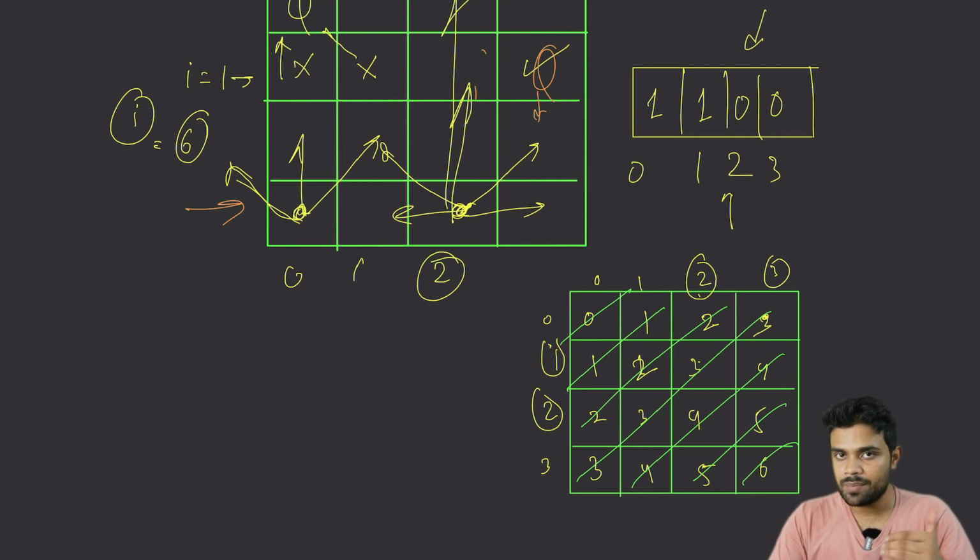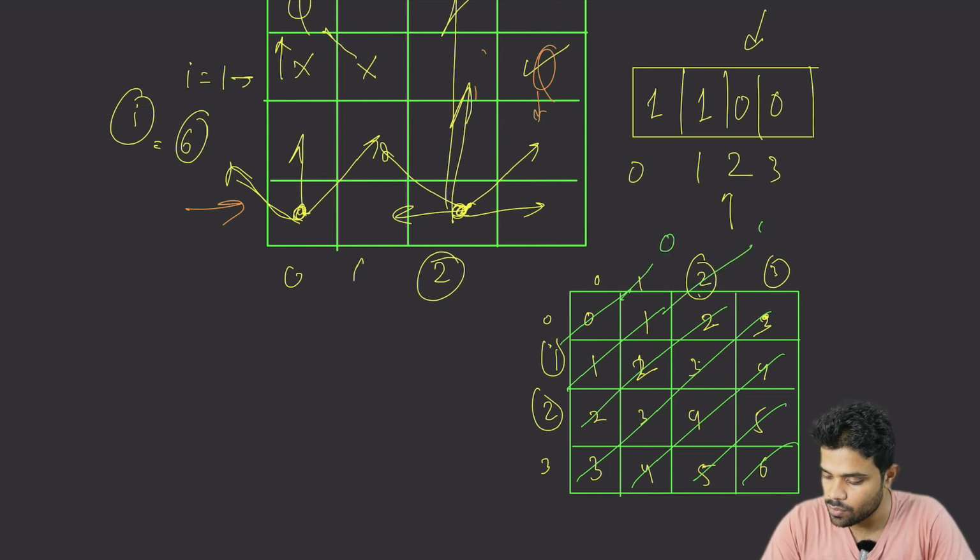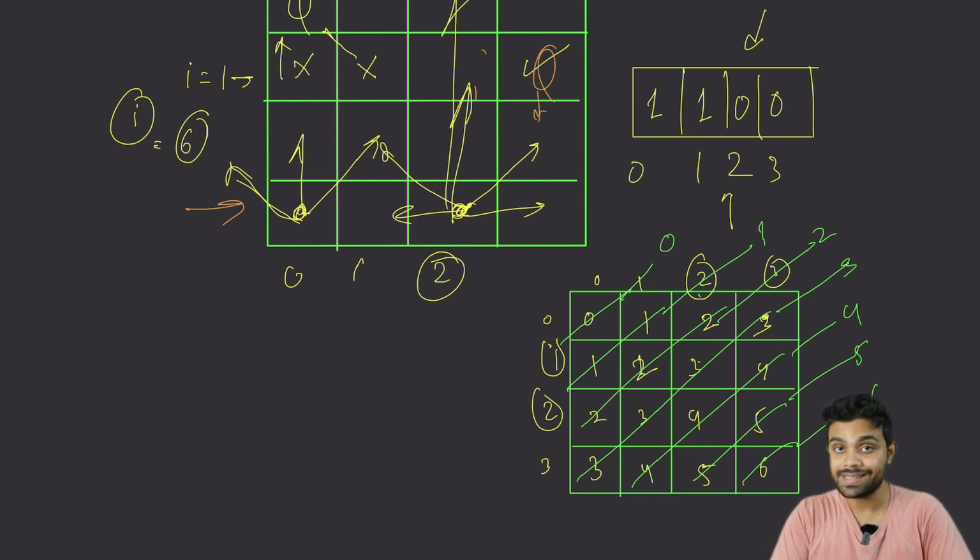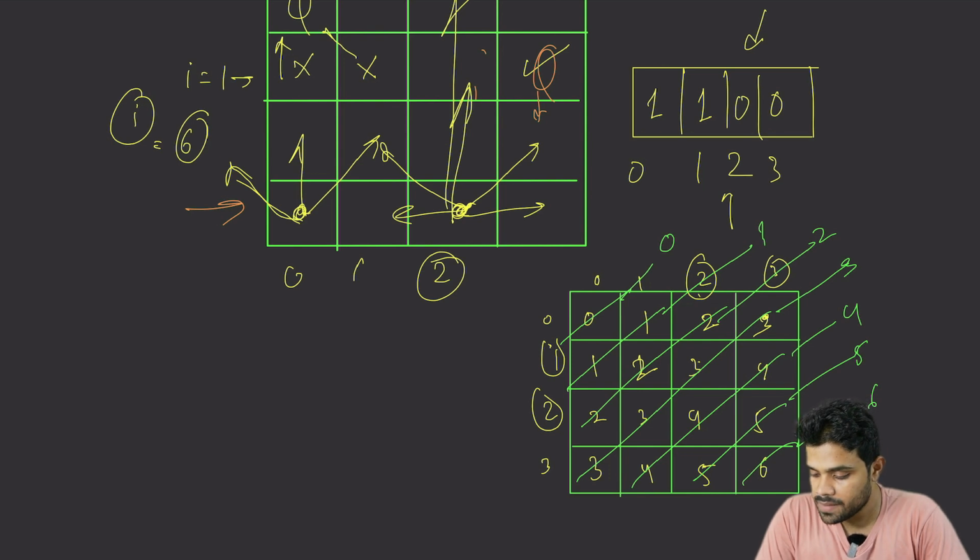So this diagonal can be represented by an index. This is 0, this is 1, this is 2, this is 3, this is 4, this is 5, this is 6. So each one of these diagonals can be represented by one of the indices, so we can convert them into an array as well.